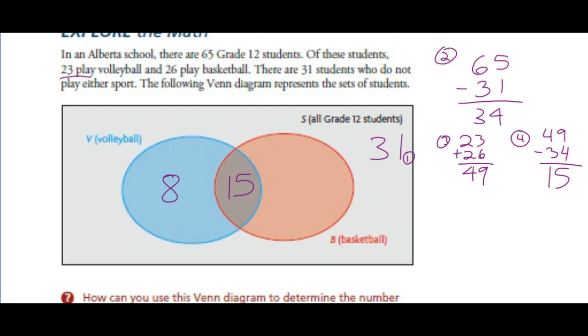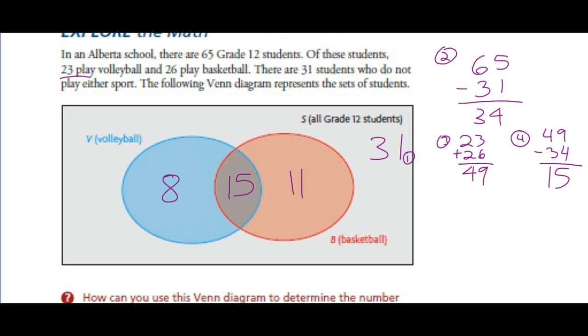How many do I have in the basketball circle right now? I have 15, so how many only play basketball? 11. So if you look at it now, we have 26 students inside the red circle, who play basketball. We have 23 students inside the blue circle who play volleyball. Of those, 8 play only volleyball.